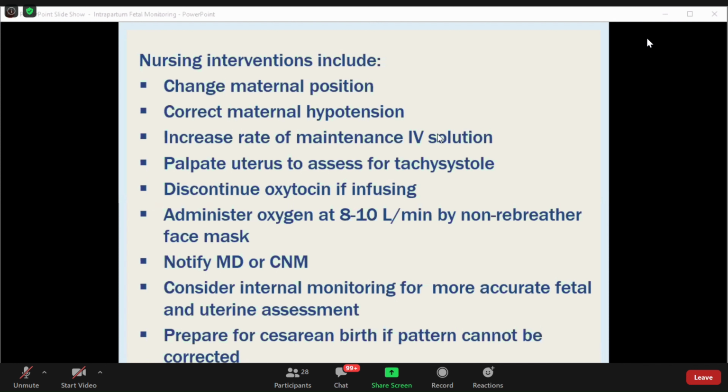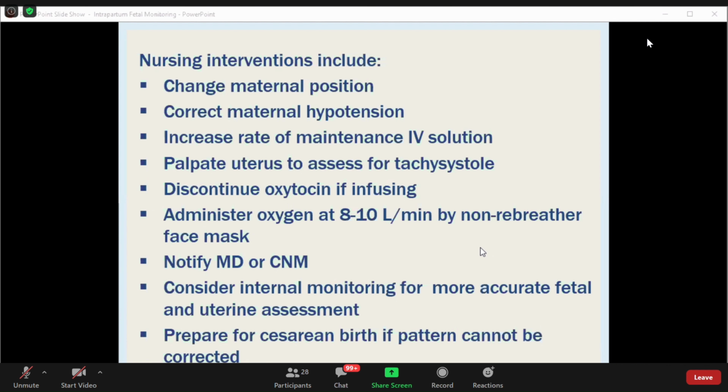So we tried all of the interventions, and it doesn't change anything. Then lastly we notify the MD. Is that what it is? So here's the thing: you want to do whatever you can within your scope of practice before you call. If you look at this strip and you see late decelerations, and you walk down the hall and tell the MD, "My patient's having late decels," you know what the MD is going to say to you? "What did you do?" And you're going to stand there like, "I don't know." You don't want to do that.